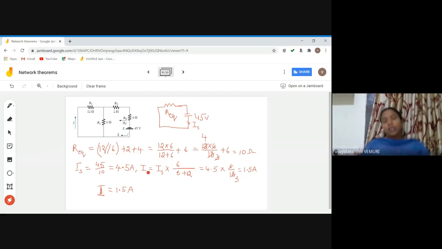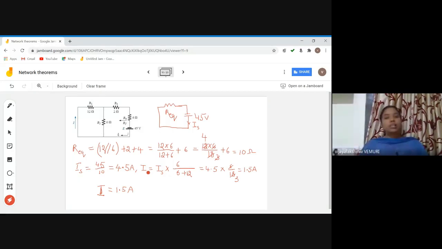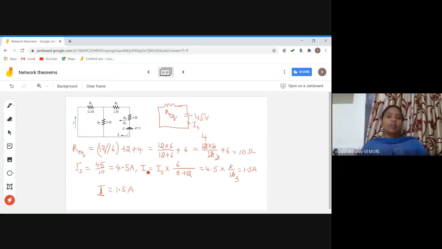Anyhow, the ratio will also be same. If you get both values same and ratio also same, anyhow, if values are same, ratio also will be same, then we can say that reciprocity theorem is verified. At the end, what we write is reciprocity theorem is verified.